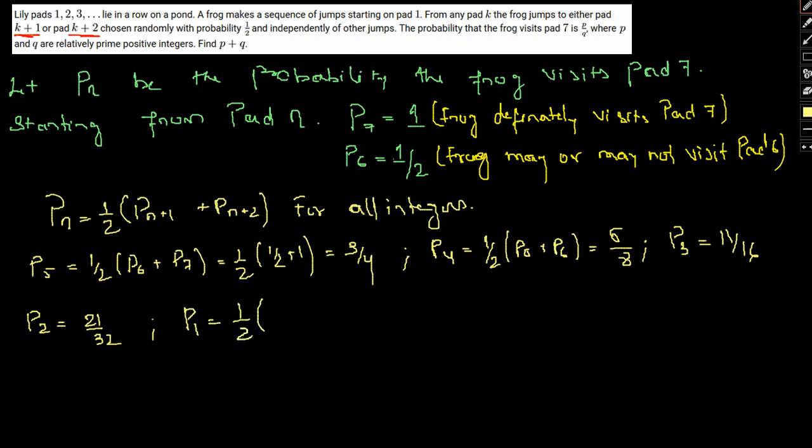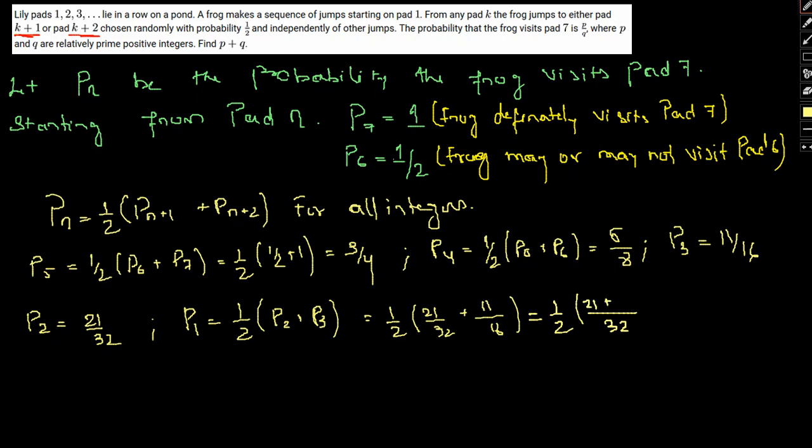P of 1 is 1 by 2 times P of 2 plus P of 3, which in turn would give us 1 by 2 times P of 2 being 21 by 32 plus P of 3 being 11 by 16, equal to 1 by 2 times (21 plus 22) by 32, which gives 43 by 64, that is P of 1.